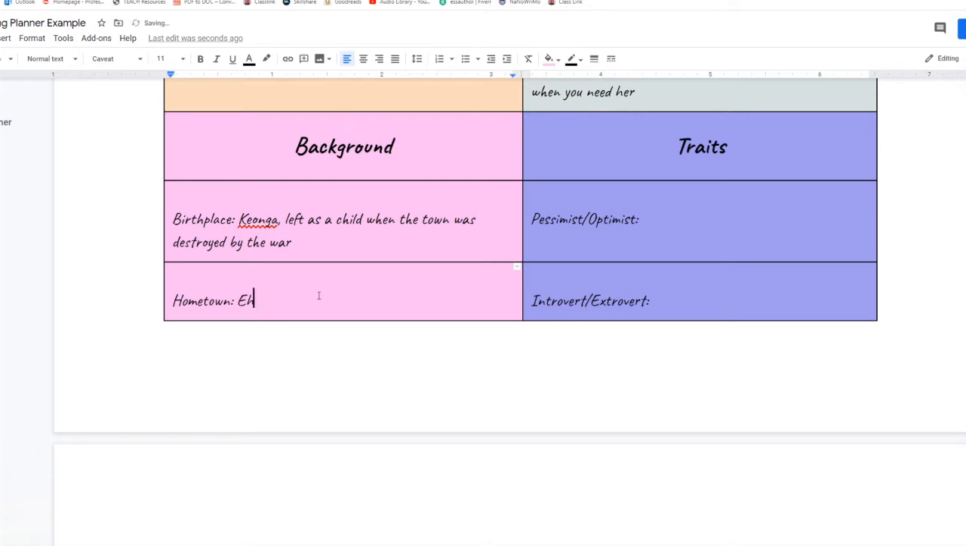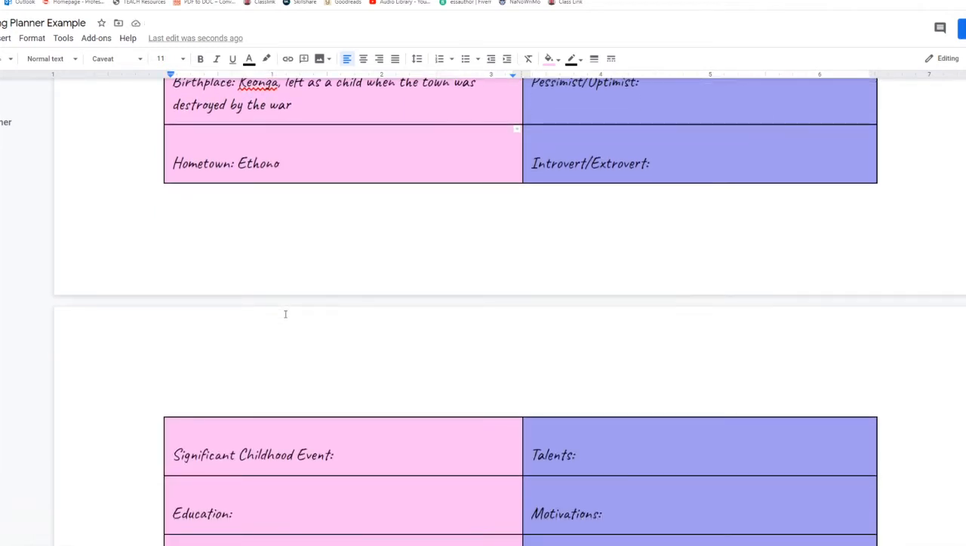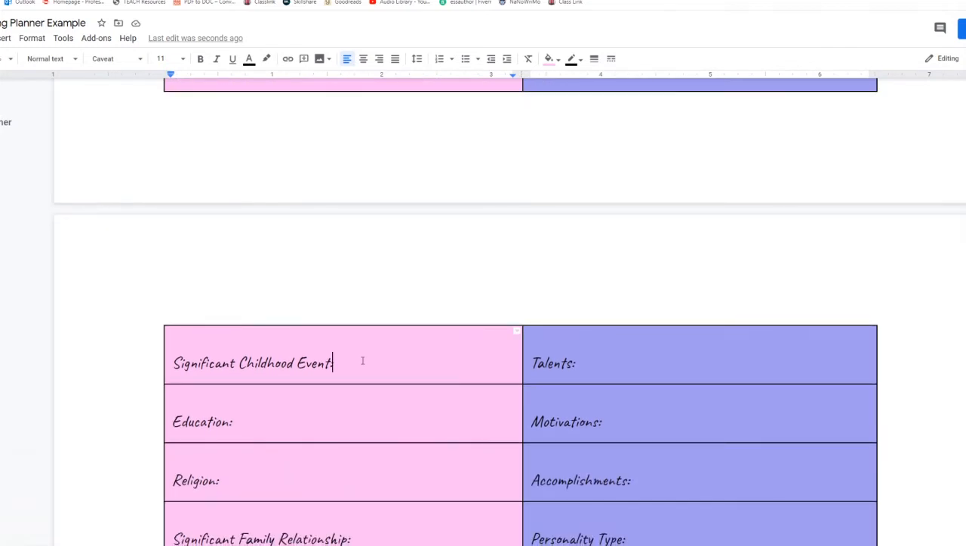So a hometown is different in the sense that it is where you grew up. Her current hometown, and where she's been since she grew up, is called Ethono. It's also the current setting for my story. All completely made up names. One of the fun things about fantasy, you're coming up with your own place. You can do whatever.